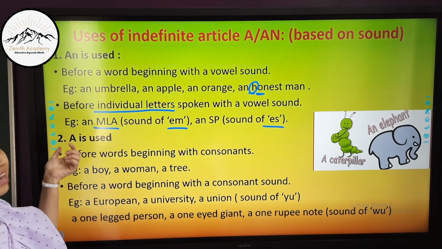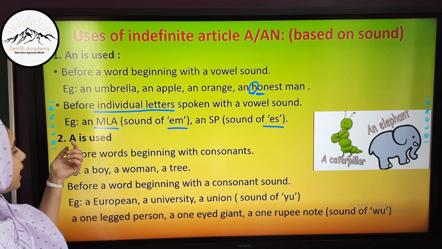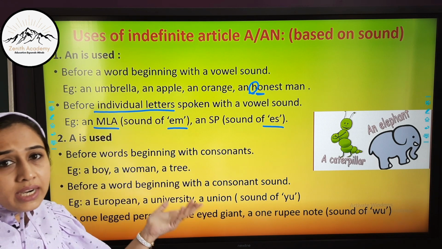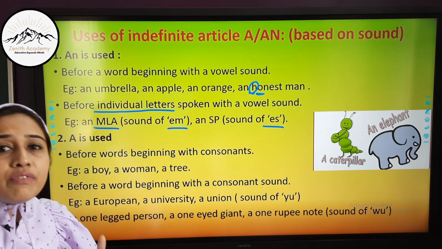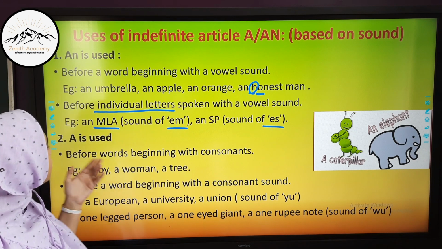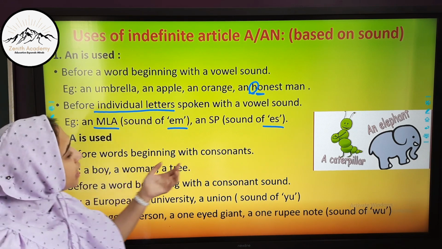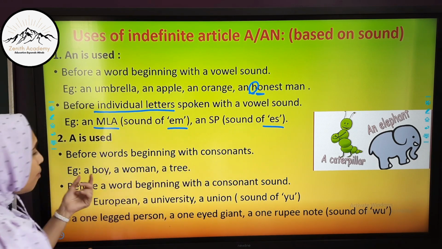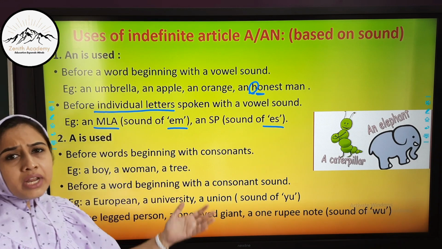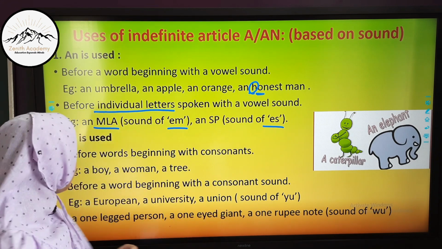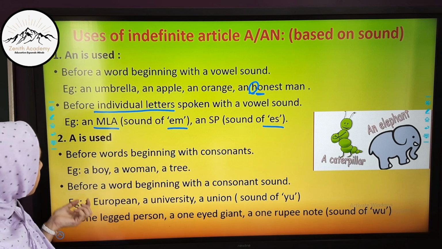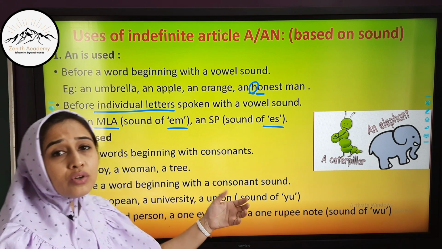Now we will see when A is used. A is always used before a consonant letter. That is the basic which we have studied. So words beginning with consonants: a boy, a woman, a girl, a tree, a book, a pen, etc. Now another is before a word beginning with a consonant sound.